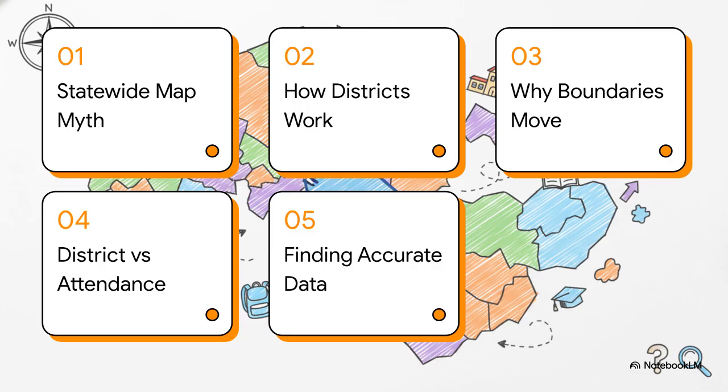Our agenda today? First, the statewide map myth. Then, how California districts work. Third, why boundary lines move. Fourth, district versus attendance boundaries. And finally, finding accurate boundary data.